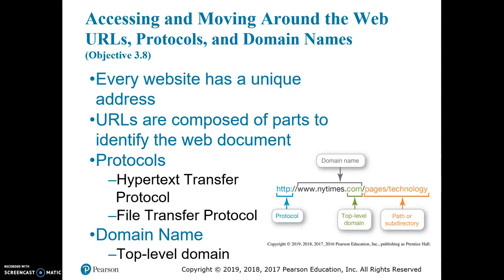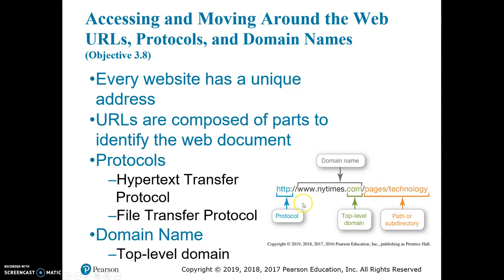So how do we access these websites? We access them by typing in their Uniform Resource Locator. That stands for URL, and that's all it is, the website address. Every single website has a unique address. Remember, they all have IP addresses that are unique to them. So let's look at a URL. Here we have the NewYorkTimes.com technology pages.